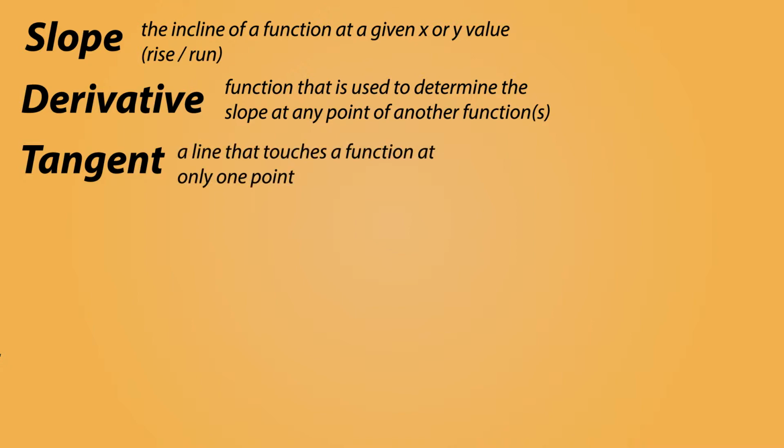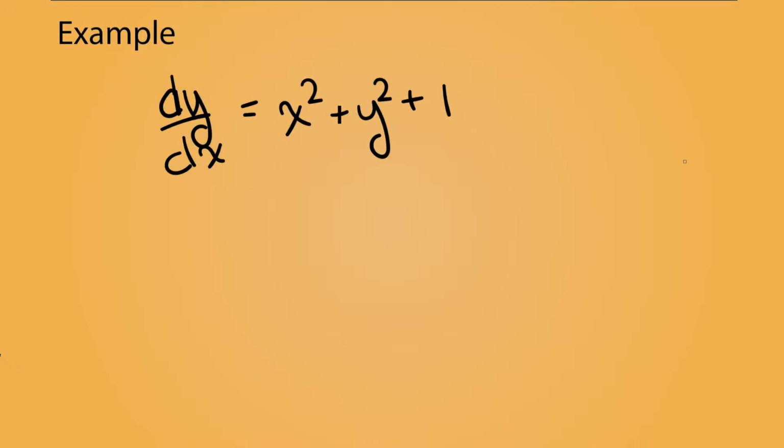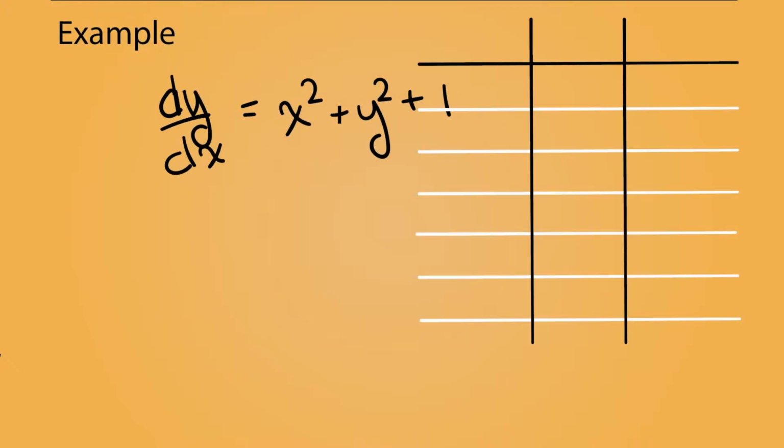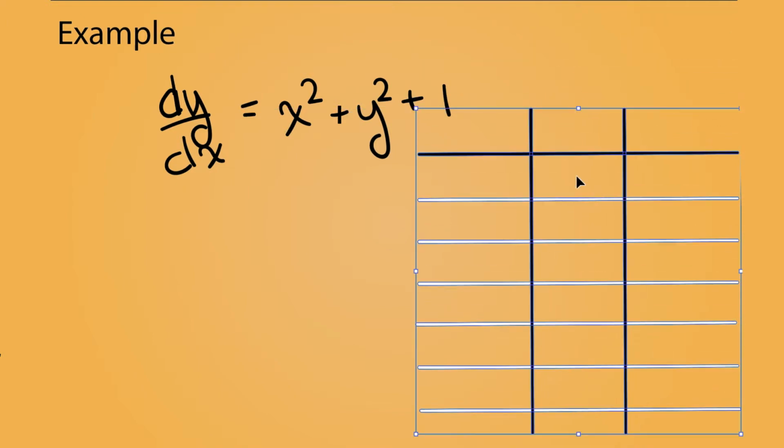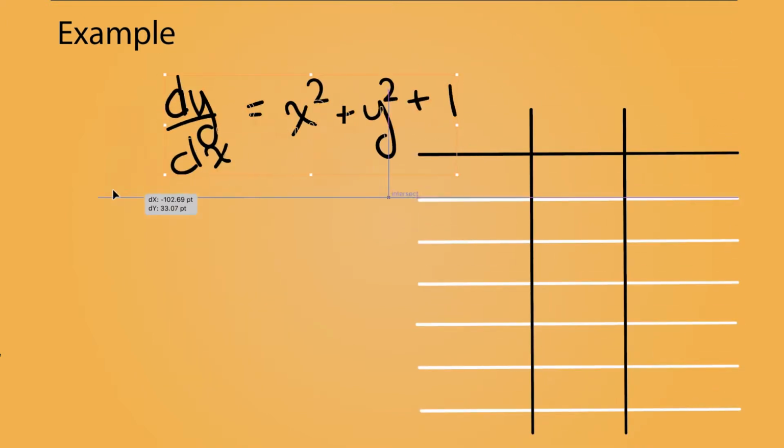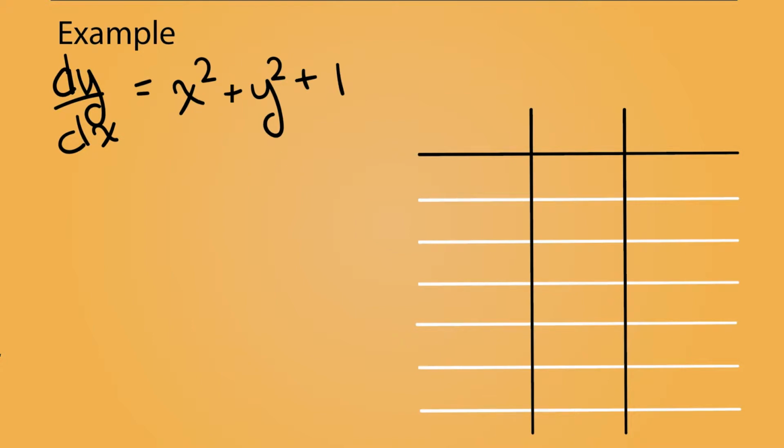The tangent is an imaginary line that touches a function at only one point, and it's used to find the slope. In this example, we're given the derivative of a function, x squared plus y squared plus 1. So we want to plug x and y values into the function to see what the slope would be at that point. So we're going to do a couple points to show where the slope is at the given points on the original function.